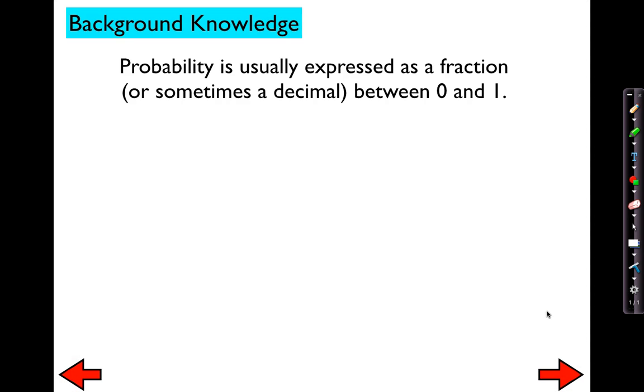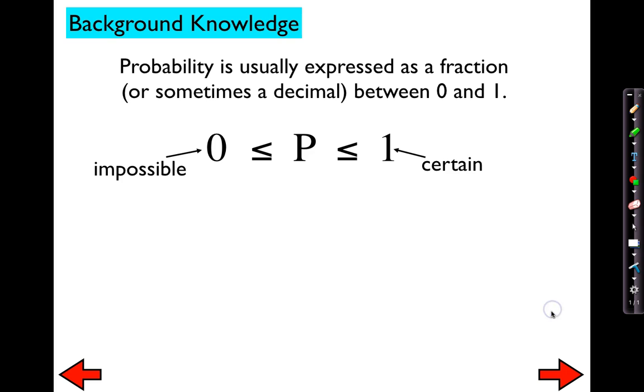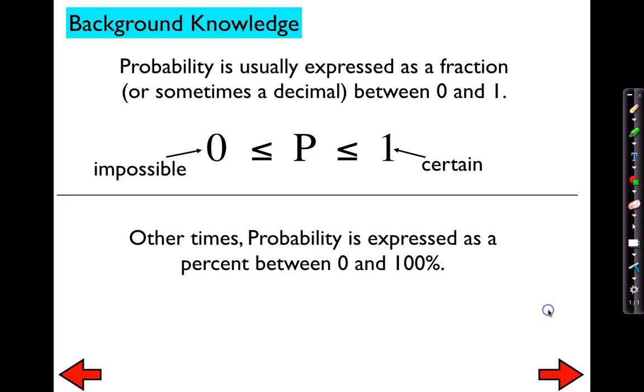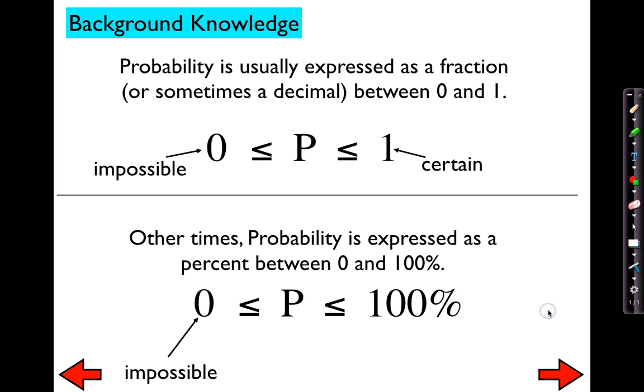Background knowledge. Please remember probability can be expressed as a number between 0 and 1, as a fraction, with 0 being impossible and 1 being certain. Or sometimes we express it as a percent, with 0% being impossible and 100% being certain. So again, you can express it as a fraction or as a percent.